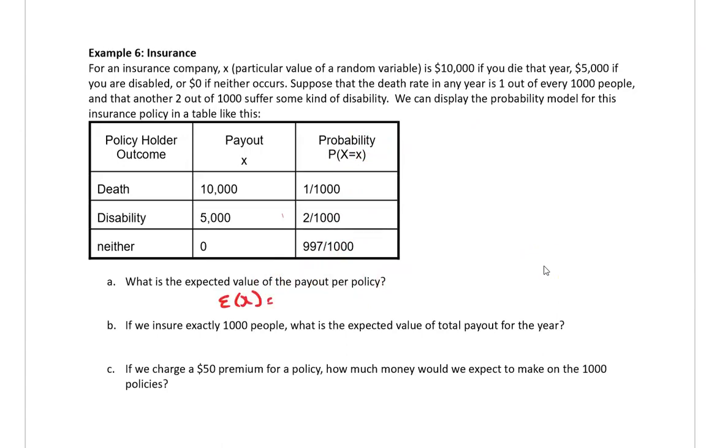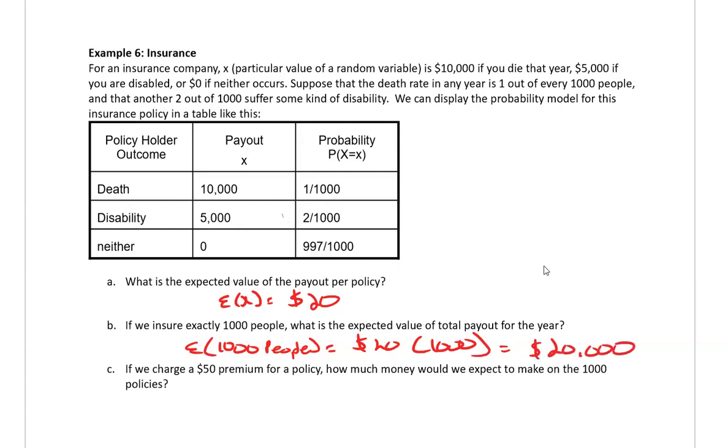All right. So my expected value of this X was $20. If I insured 1,000 people, what's the expected value of the total payout for the year? So for the company, the expected value of 1,000 people would be the $20 times 1,000 people, because it's $20 per person.